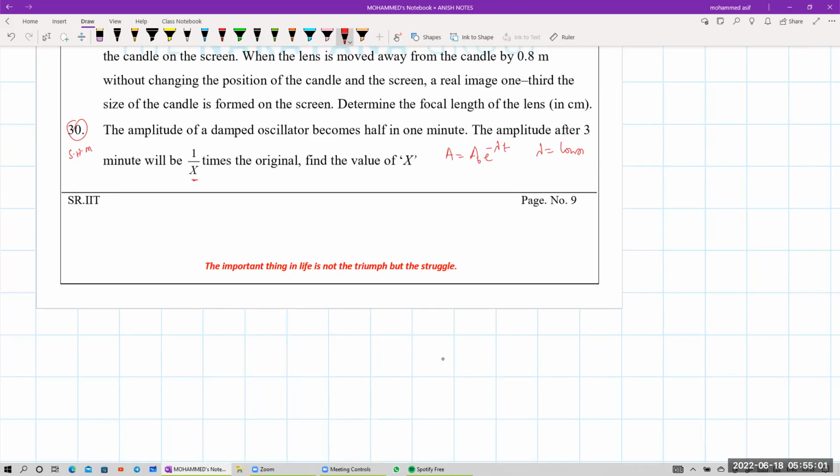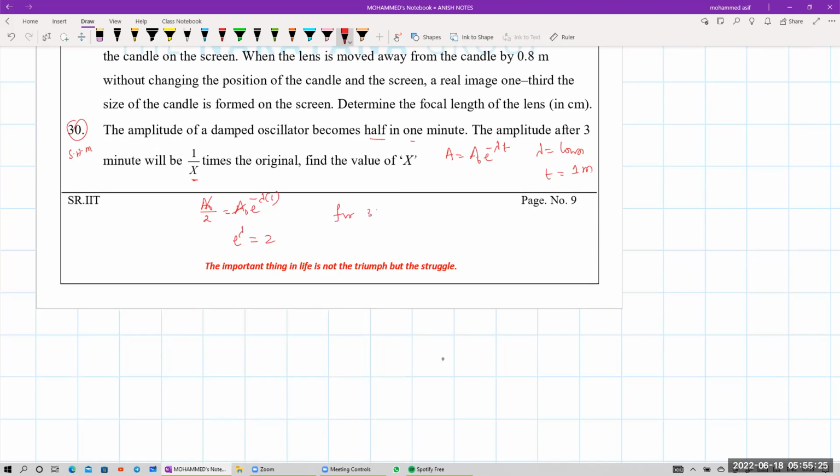The amplitude of a damped oscillator becomes half in 1 minute. That means t is equals to 1 minute. A value is becoming how much for me? Half. That means A naught divided by 2 is equals to A naught exponential to the power of minus lambda into t, which is nothing but 1. Isn't it? So this A naught will get cancelled. So exponential to the power of lambda is equals to 2.